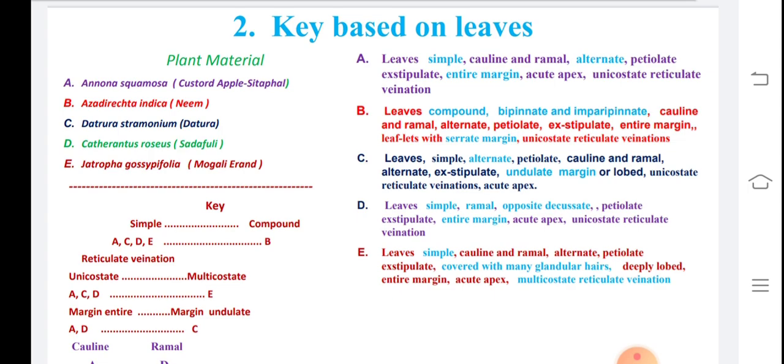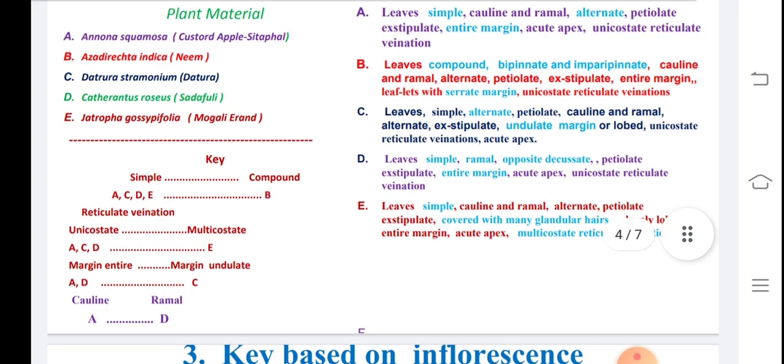Then how is the key prepared? So see, simple leaves and compound. B material only has compound leaves, the other 4 materials have simple leaves: A, C, D, E. Then again simple leaves are classified by reticulate venation. It is common, but again there is a difference: unicostate and multicostate. So E material is showing multicostate, right? Jatropha, Mogli erand, and others, because they are trilobed, lobes are there, right? These are not tripinnate, it is called trilobed.